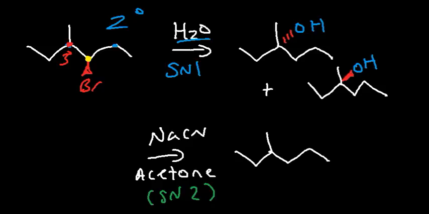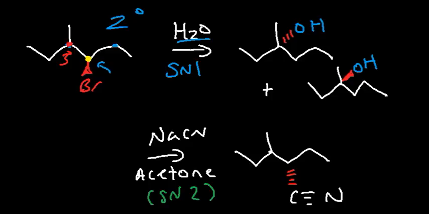So SN2 reactions do not rearrange. Therefore, the cyanide is going to add itself to this carbon with inversion of stereochemistry. So the bromine was in the front, now the cyanide group is in the back.